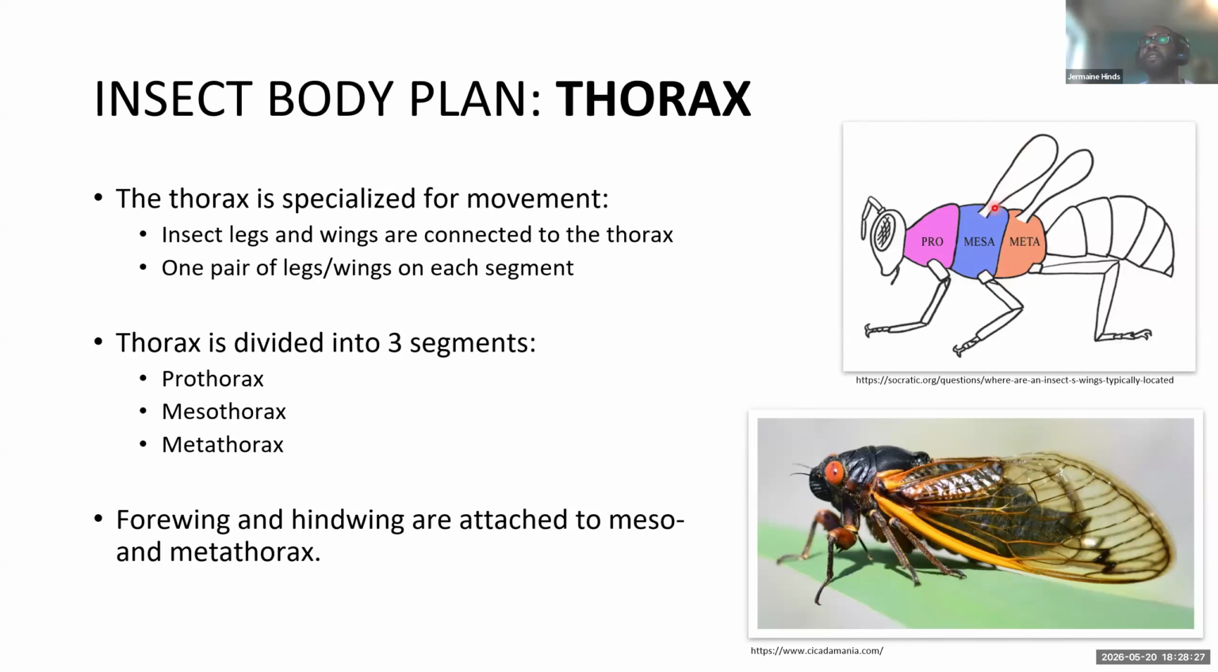And the wings are typically on the meso- and metathorax, and the legs are on each of the three body segments. So if you look at the cicada, see this prothorax here with the front legs, mesothorax here, and the metathorax in the back. And you see the legs are attached one on each segment. The wings are typically on the mesothorax, and there's a smaller wing right in the back. Remember, insects have two pairs of wings. That's on the metathorax.